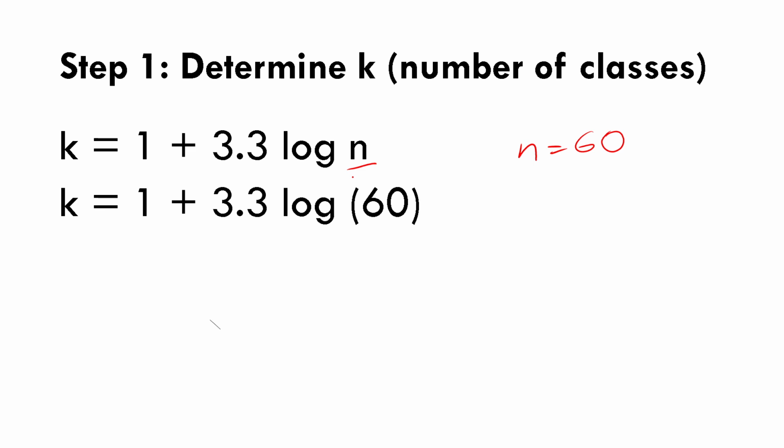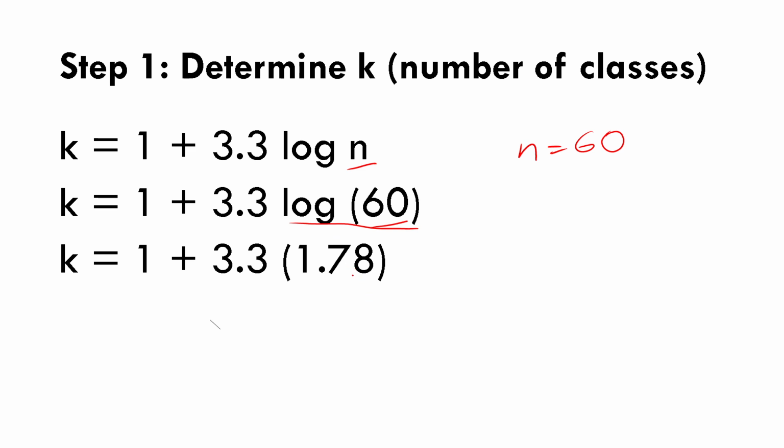On the second step, we'll have already substituted 60 for n, and we'll have to calculate first the value of the logarithm of 60. In this case, the logarithm of 60 is approximately equal to 1.78. Via PEMDAS rules, we compute first the multiplication. So we multiply first 3.3 times 1.78 before adding the value to 1. In this case, 3.3 times 1.78 is equivalent to 5.87.